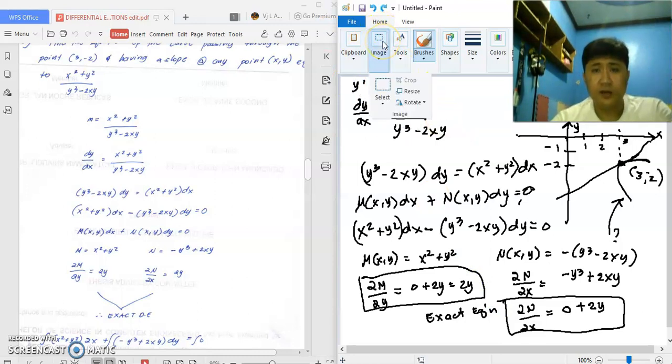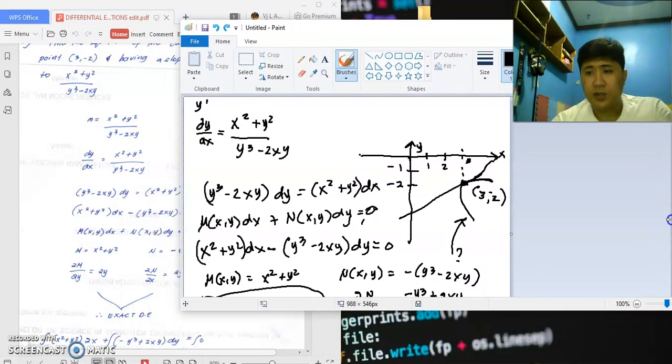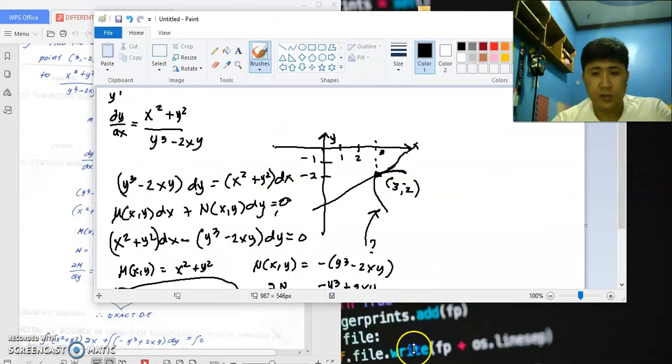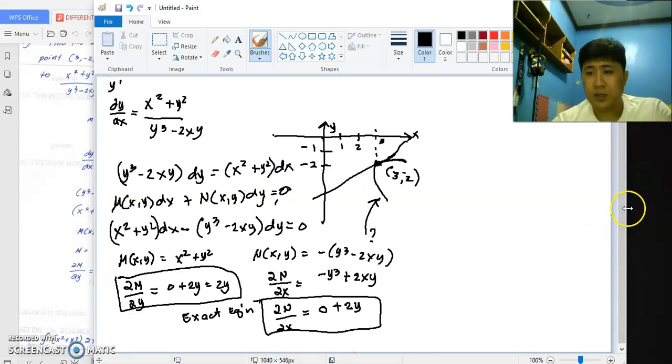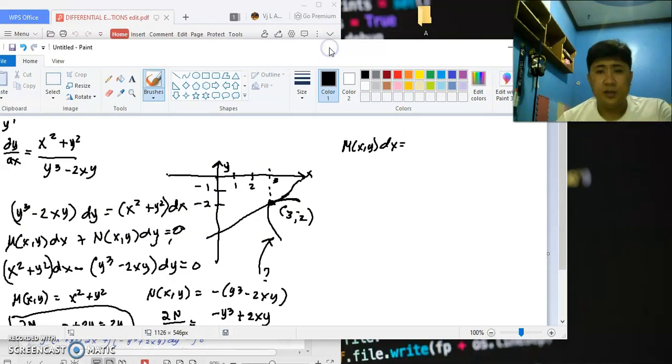Okay? So, when we prove that it is an exact equation, we could now use the general solution. Let me extend so that we don't need to erase. So from here, we can now use the general solution. We know that the general form is m of xy dx plus n of xy dy equals 0.